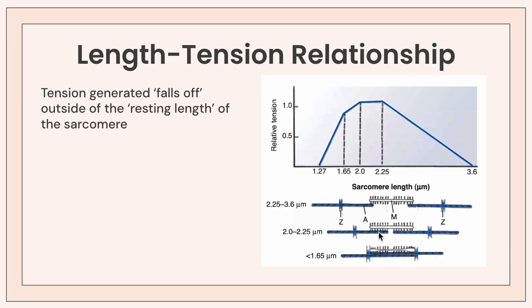And one of the reasons you generate the most tension there is, if you take a look, you have maximum cross bridge formation here because the myosin heads are able to grab onto the actin, and you'll notice that every single myosin head is able to grab onto that actin and pull on it.